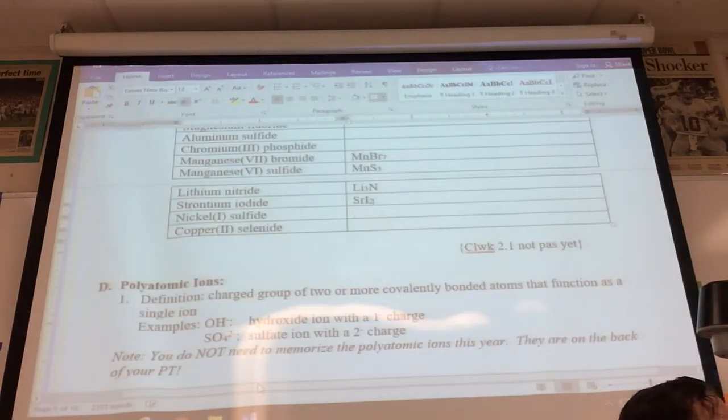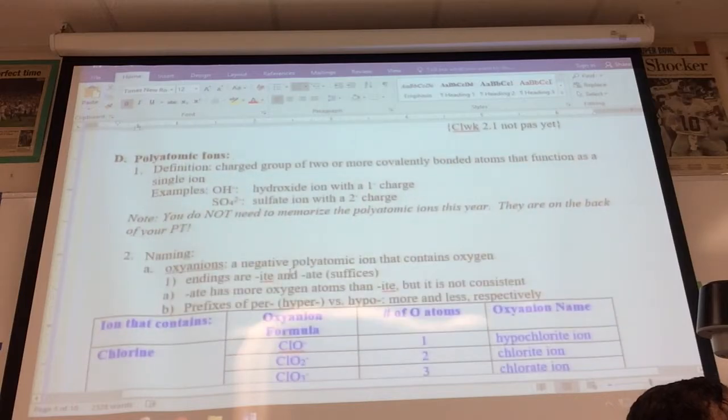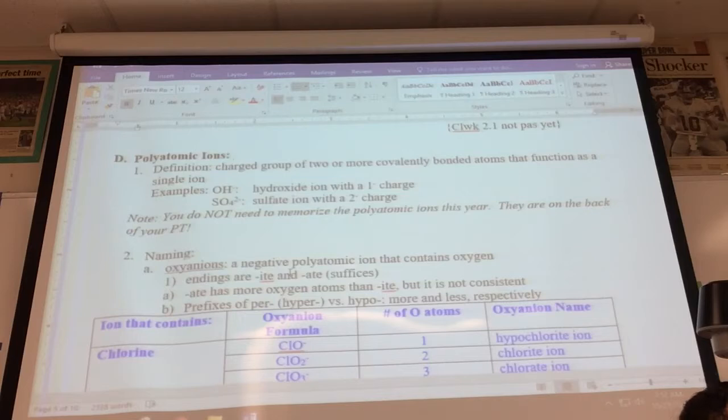All right, so we're first going to introduce polyatomic ions. I'm going to show you some tricks of the trade in regard to learning how to name the polyatomic ions, but I will tell you that your polyatomic ions are in the back of your periodic table, so you don't need to memorize them this year. If you don't have your periodic table in front of you, you can grab a green one off my desk.